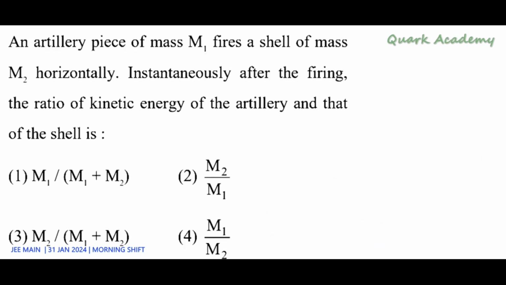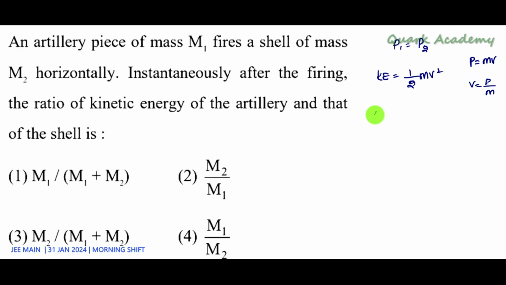There is an artillery of mass m1 which fires a shell of mass m2 horizontally. We need to find the ratio of kinetic energies of both of them, right after firing. So in this case, the momentum is going to be conserved. So momentum of mass m1 is going to be equal to momentum of m2. And we know how to write kinetic energy, which is half mv squared in general, and momentum is m into v. So here v can be written as p by m.